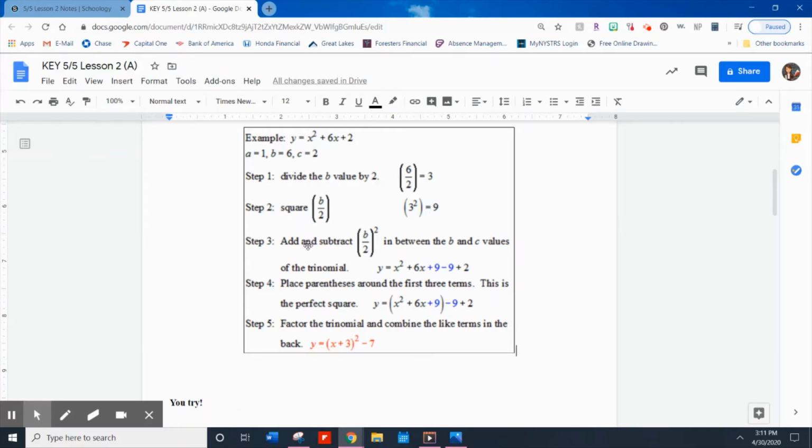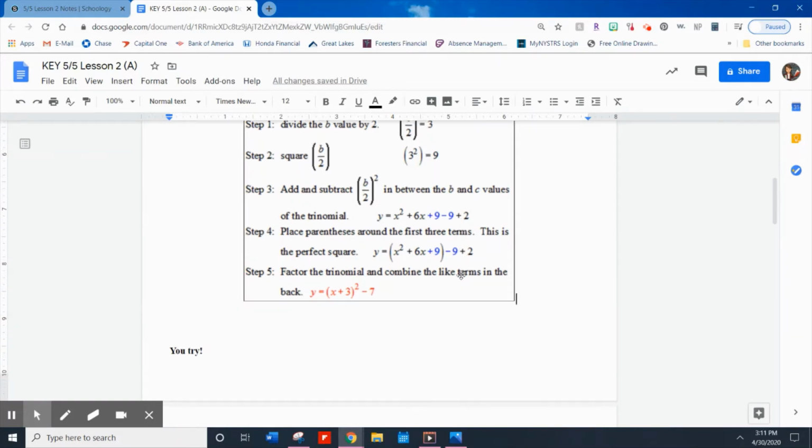Then you're going to add and subtract 9 between the B and the C values of the trinomial. The reason we do that is because right now we are just playing around with the equation, but we can't change the equation. So if we add 9 to the equation, we changed it. Therefore we have to subtract it as well to keep it balanced so that it really didn't change the equation at all. So you're going to write it between the B and C terms, okay? Your constant should still come at the end.